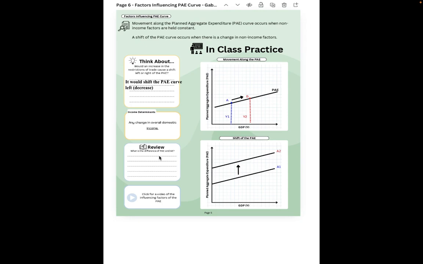And then for review, what is the difference of PAE and AE? The main difference is that planned aggregate expenditure refers to the total planned spending on goods and services, while AE represents the total actual spending in the economy, which can include unplanned inventory investment. Essentially, planned versus non-planned is that planned is what people believe is going to happen, and AE is what actually ends up happening.